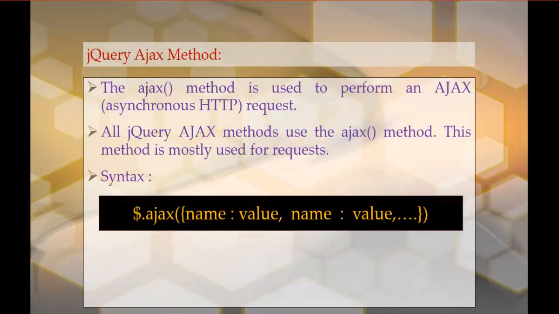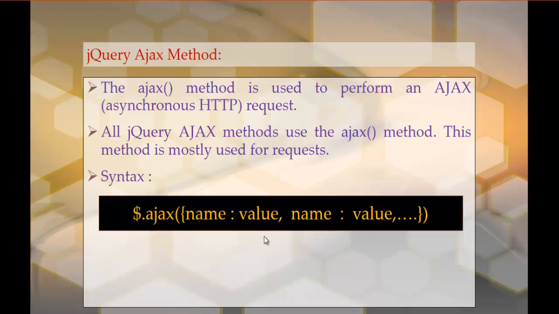So, the Ajax method is used to perform an Ajax request, that is, an asynchronous HTTP request. Keep in mind, all the jQuery Ajax methods use this Ajax method as the base, and this Ajax method is mostly used for sending the request. So here comes the syntax, $.ajax method, and here you can observe we have something called key value pairs.